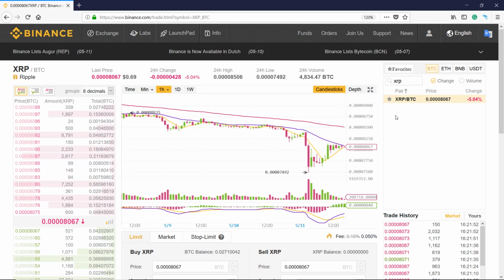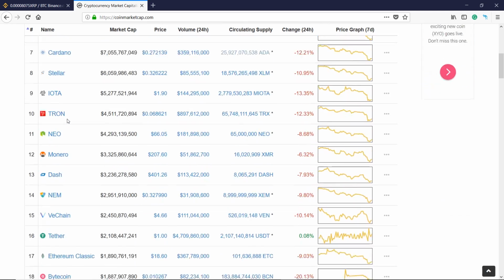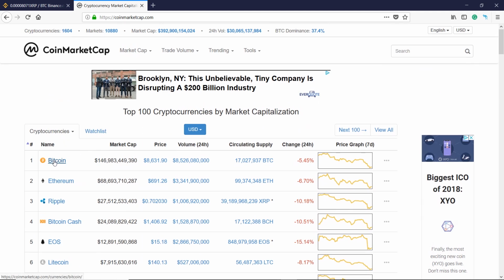But what if you're just starting out and you really need a little handy cheat sheet? Well, if you go over to coinmarketcap.com, this lists every single coin out there. So just scrolling through it will tell you the name. For example, here is Ripple, and there is the symbol over here, XRP.